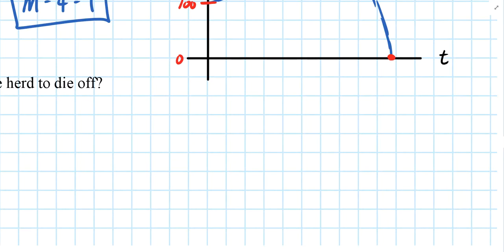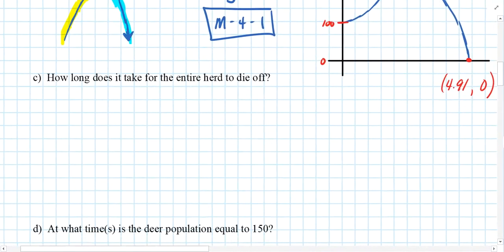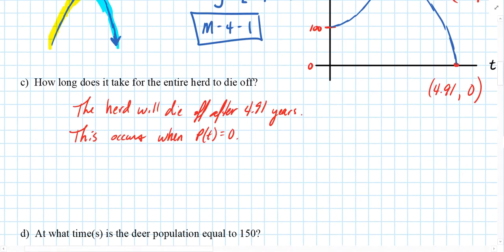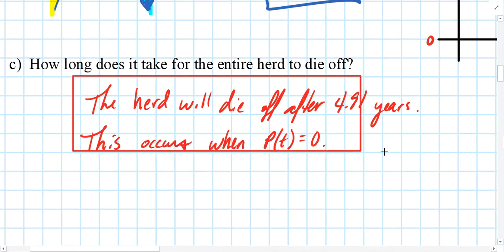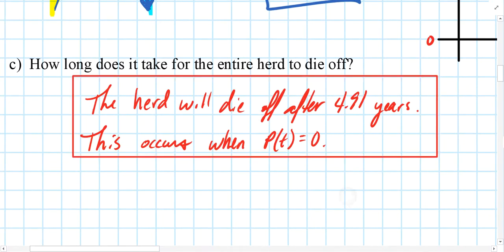So this location was 4.91, comma 0, and we can now answer question part C. And we could say something like this, that the herd will die off after 4.91 years, and this occurs when P of t equals 0. So essentially we're saying that P evaluated at 4.91 equals 0, if we're using function notation.